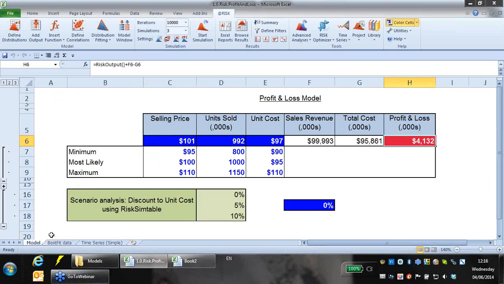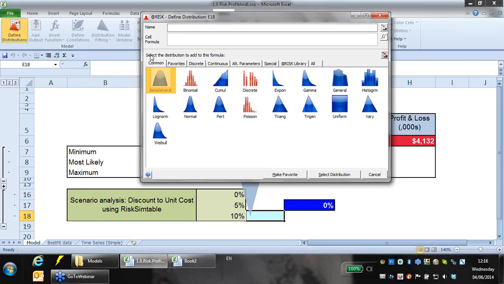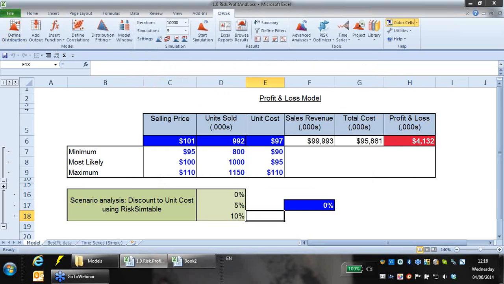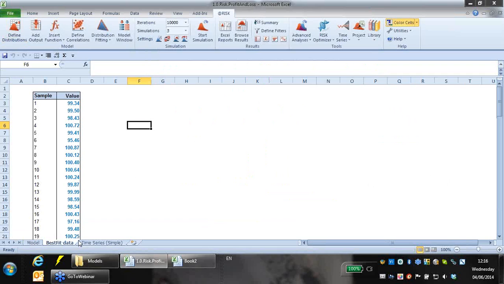If you have historic data, so when we're talking about choosing the right distribution, and you've got all these different distributions to choose from, how do you choose the right one? Well, quite a common thing that we can do, if we've got some historic data, is use @RISK to run various tests to tell us what type of distribution best fits that historic data.